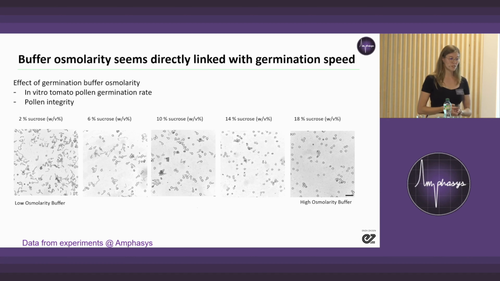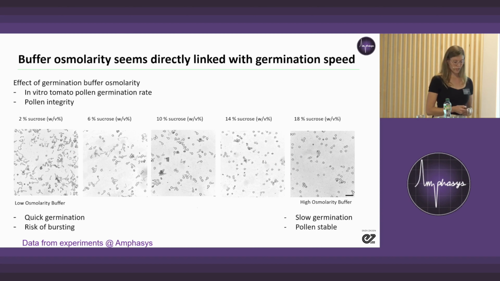Then in addition, buffer osmolarity. So in our in vitro germinations, we noticed that the buffer osmolarity seems to be directly linked with the germination speed. So here you see the effect of the germination buffer osmolarity on tomato pollen germination rate, as well as on the pollen integrity. So on the left side, you see the low level of sucrose, which is a low osmolarity buffer. And on the right side, we increase the sucrose levels, and you get a very high osmolarity buffer.